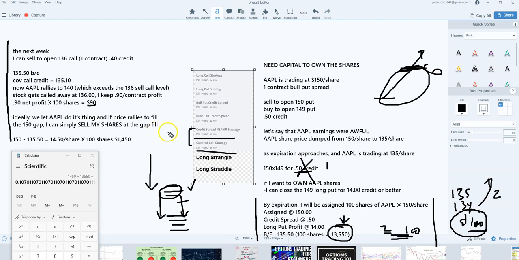Okay, so I hope this video makes sense. This is installment 3 from Options Trading 101. Again, credit spread repair. Hopefully you can calculate a break even. Again, you see me do this all the time in my trading room.